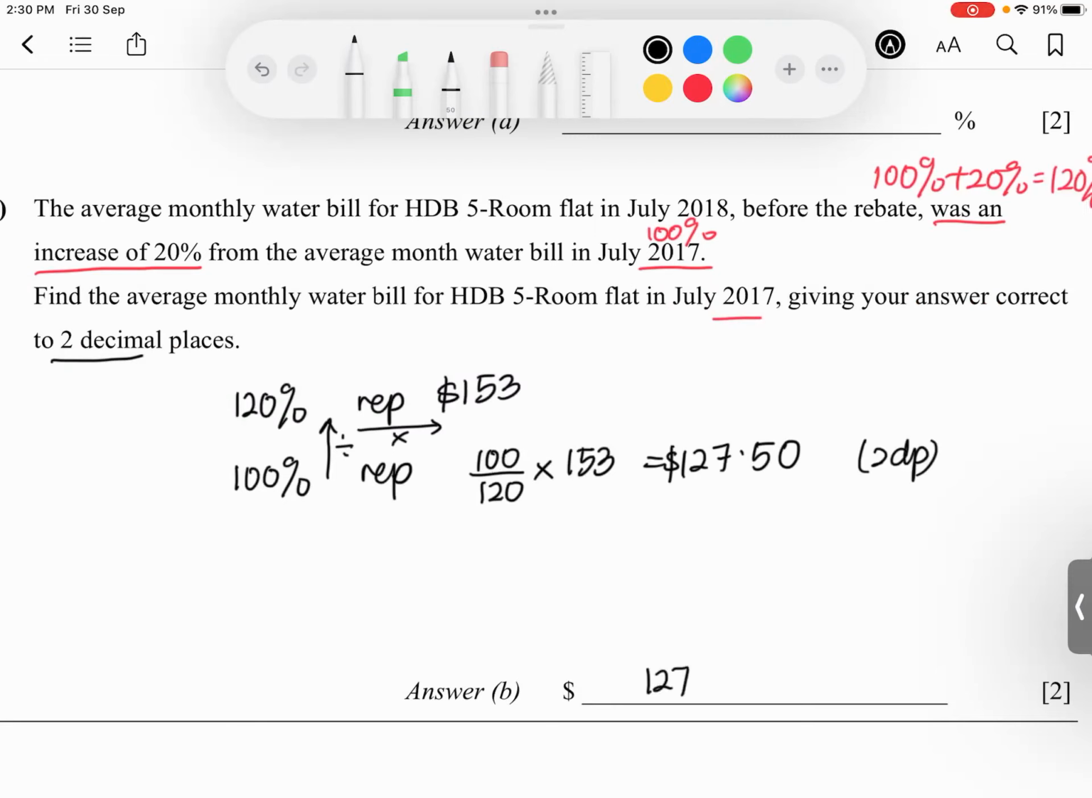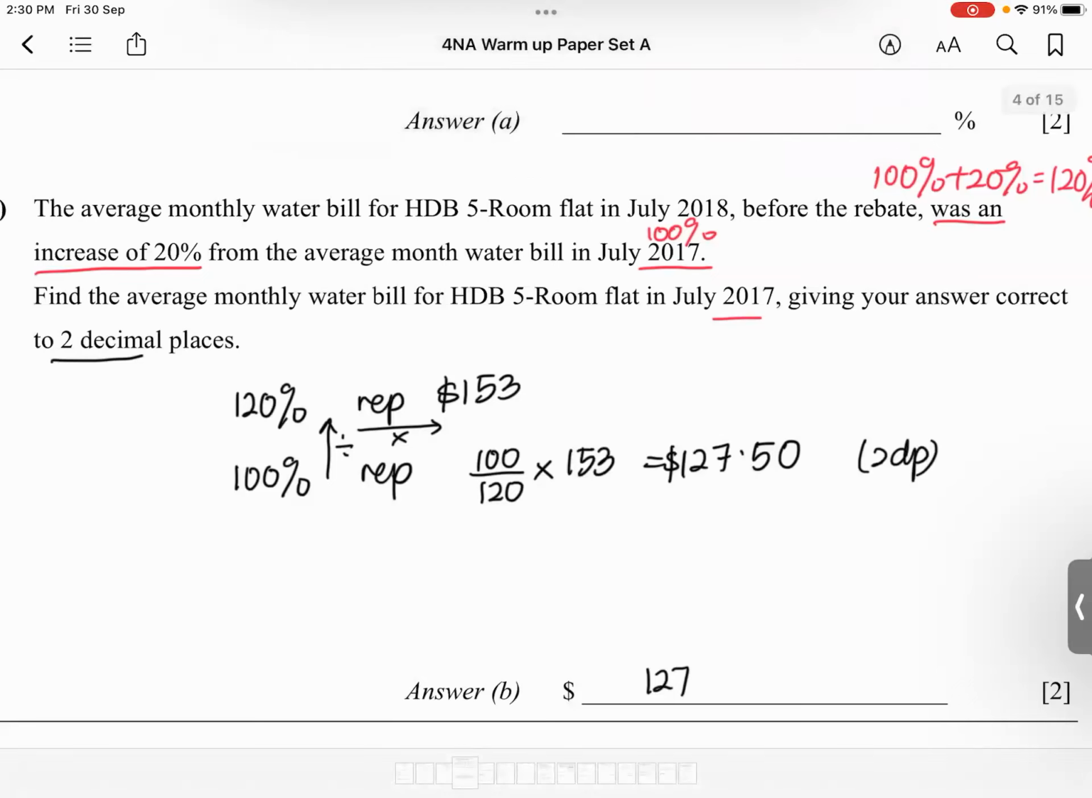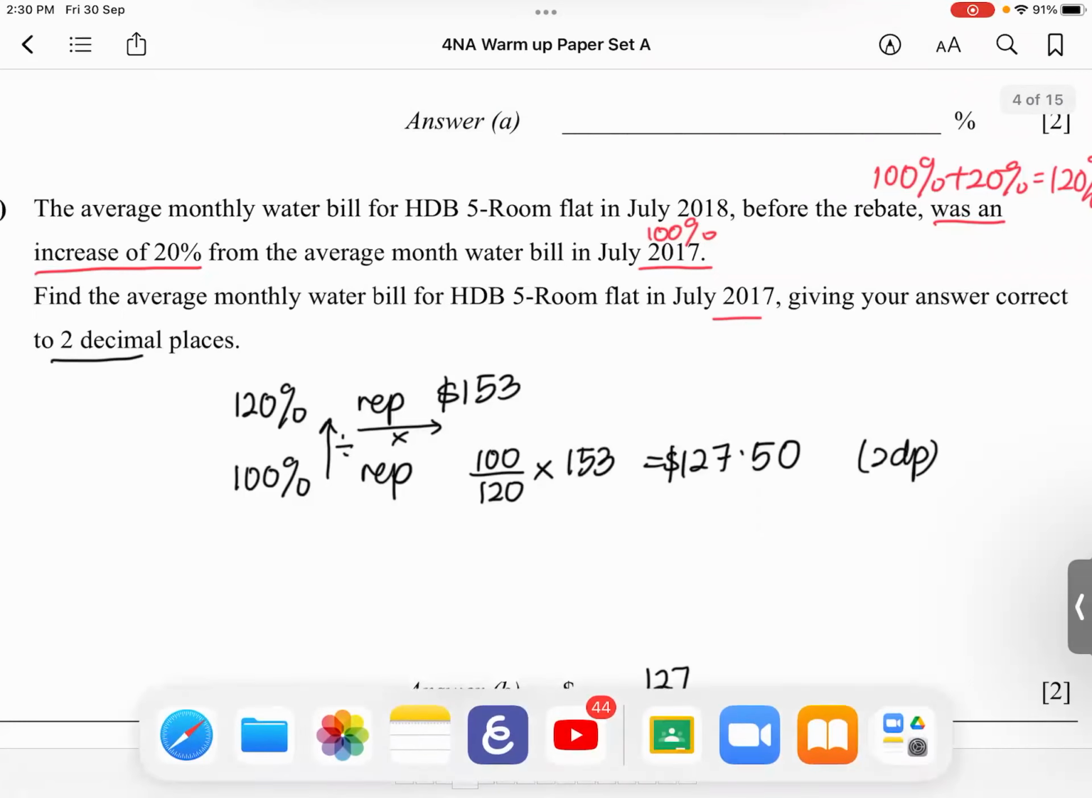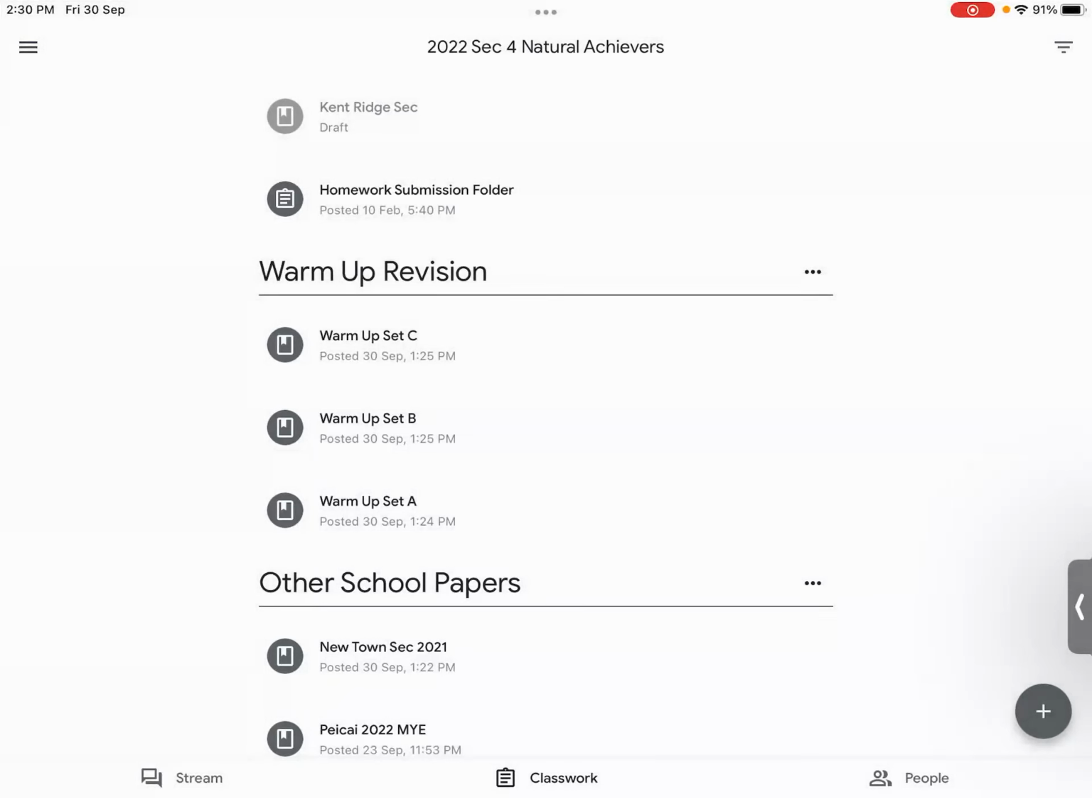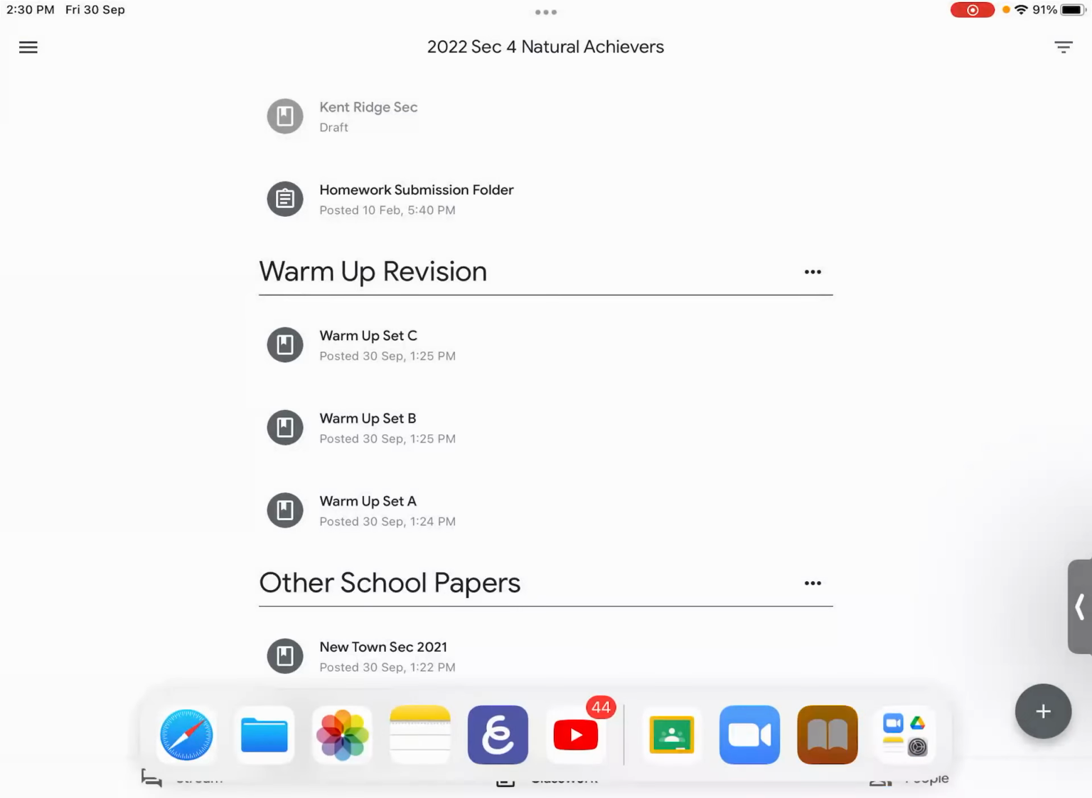Who's here? Oh, Natanya, you just came in. I was telling some of them who were here earlier on, the paper that I printed, the hard copy paper, I realized has some missing pages and different questions. So some of the pages are printed wrongly. The correct version of this revision paper is in our Google Classroom, Set A. So you can go there and retrieve the paper.